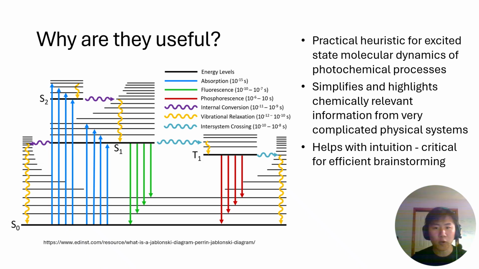So the Jablonski diagram simplifies the system and distills out key components of chemical relevance into a graphical form. By providing a general map of these processes involved in photochemical systems, the diagrams aid in chemical intuition and make brainstorming and research more efficient.